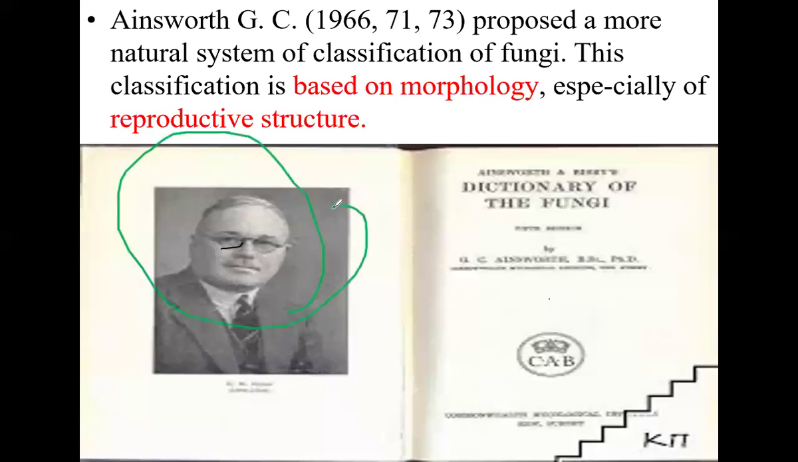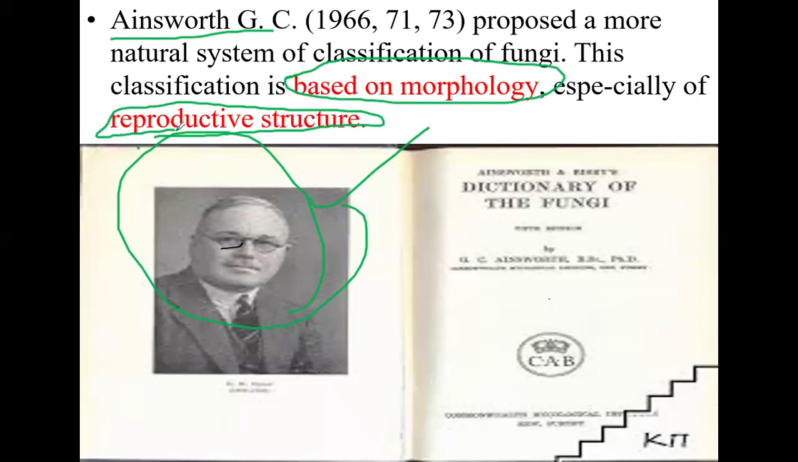Who is this? Ainsworth. Ainsworth proposed a natural system of classification of fungi that is based on morphology, especially reproductive structures. A reproductive structure, what type of vegetative or asexual or sexual reproduction is taking place in the fungi. This question also raised.